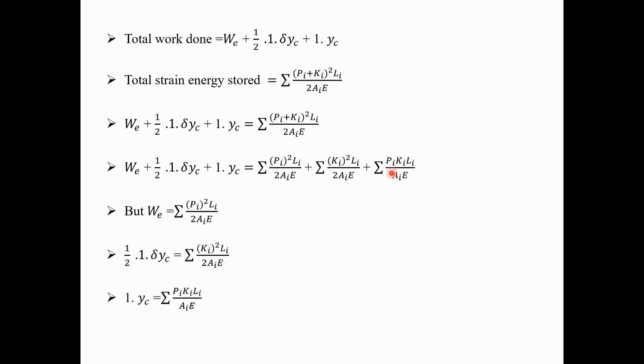And the third term, that is summation of Pi into Ki into Li divided by Ai into E, is nothing but the displacement at joint C because of the whole forces. So 1 into Yc is equal to summation of Pi into Ki into Li divided by Ai into E. So that's all about the analysis of joint displacement of a determinate truss.